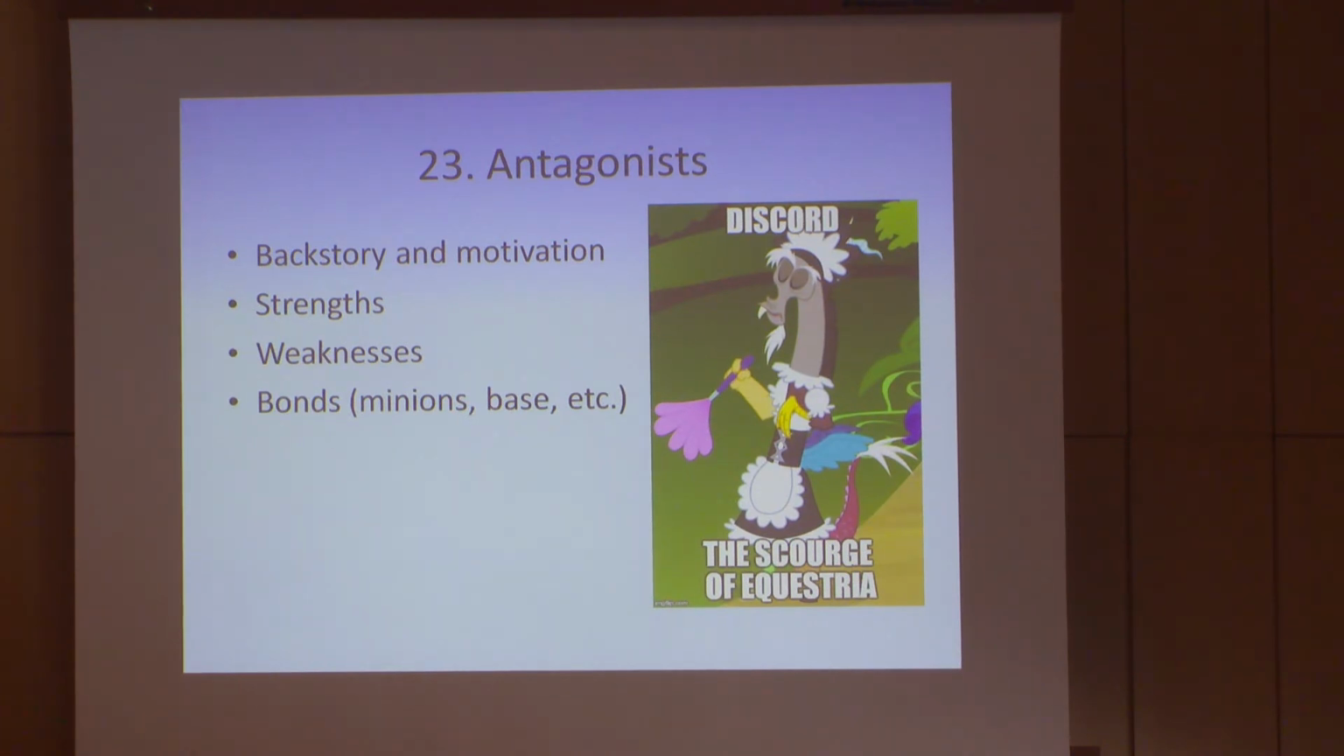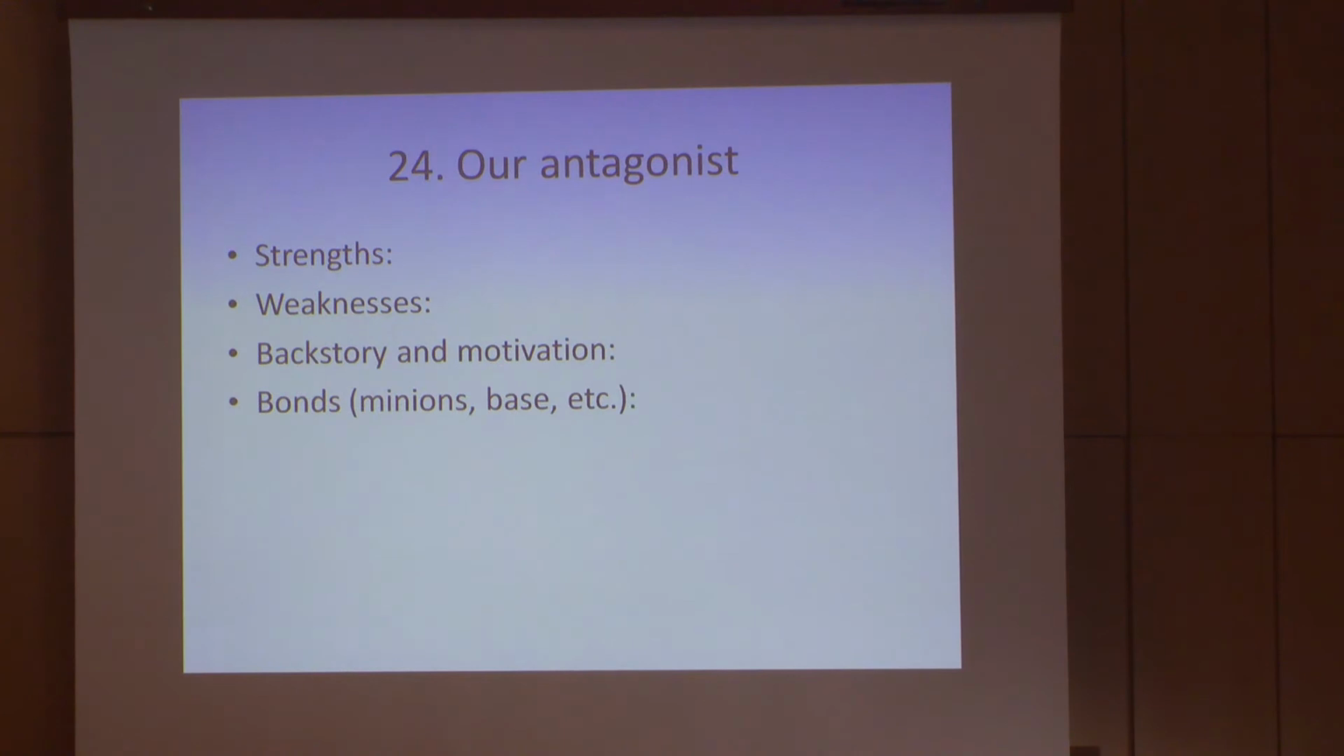So, weaknesses. And of course they have bonds. They have minions maybe. They have a secret base in a cave, behind a waterfall, behind a firefall, behind a cliff, behind whatever. So this is our antagonist. Now we're making a character who will make the life of our main character very sour and sad and bad. We have strengths. What can our antagonist do, Mr.?